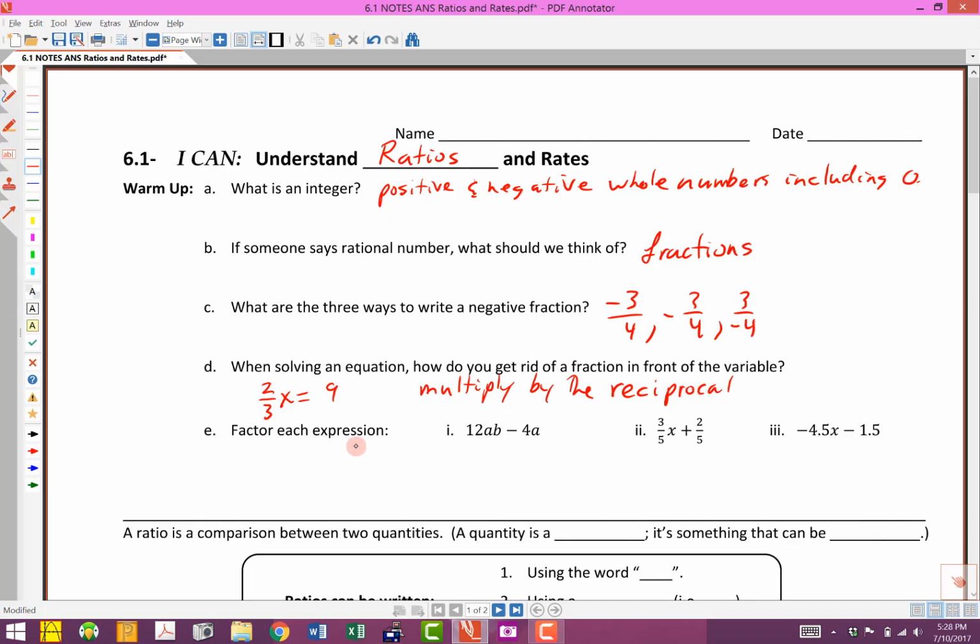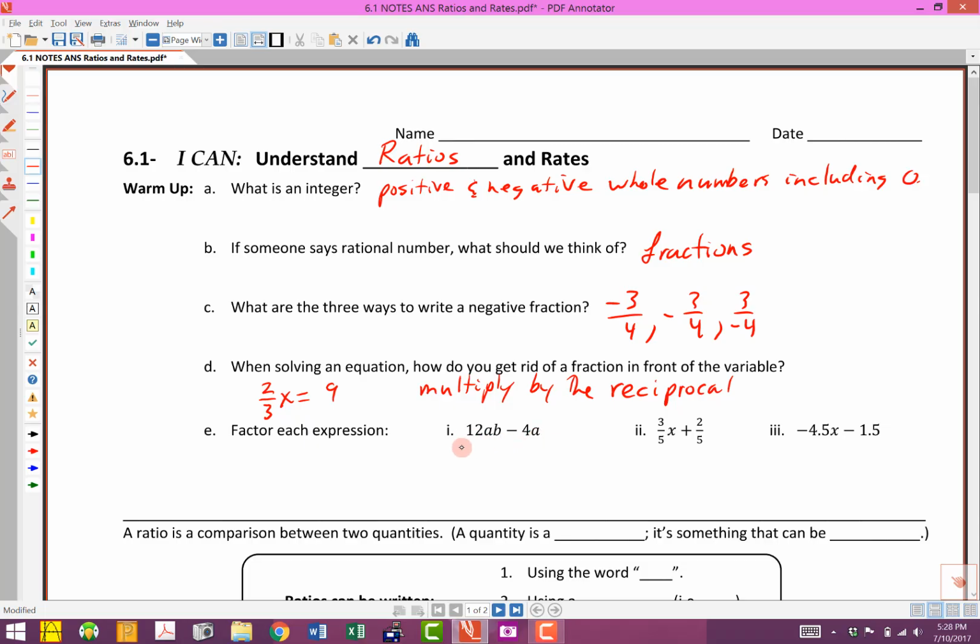And then it says factor each expression. Again, we're going to be doing a fair amount of review here or there. You might see review problems on tests, on assignments, and that sort of thing. So please don't let these skills fade away. So we're going to factor this expression right here. We've got 12ab minus 4a.